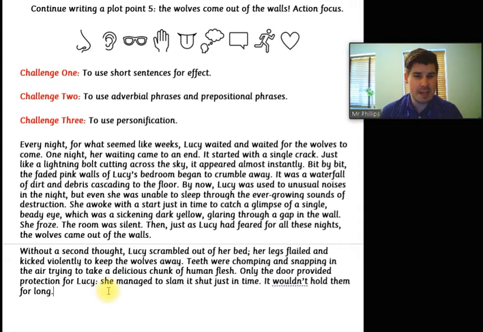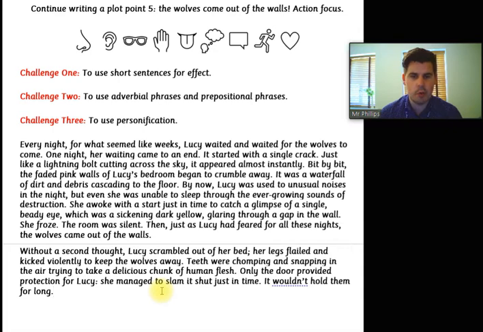So that's some really high-level punctuation. So don't panic if you're not quite getting it. You can replace both of these with full stops, and it would work just as well. Only the door provided protection for Lucy. She managed to slam it shut just in time.